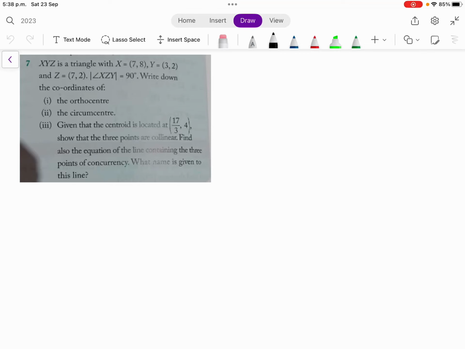Okay, let's look at this question. XYZ is a triangle with X = (7, 8), Y = (3, 2), Z = (7, 2), and angle XZY = 90 degrees.